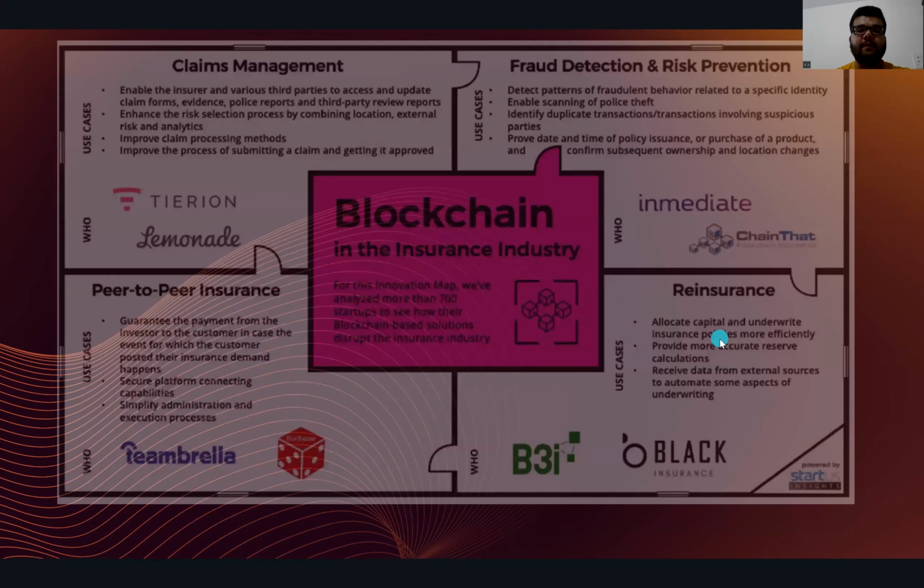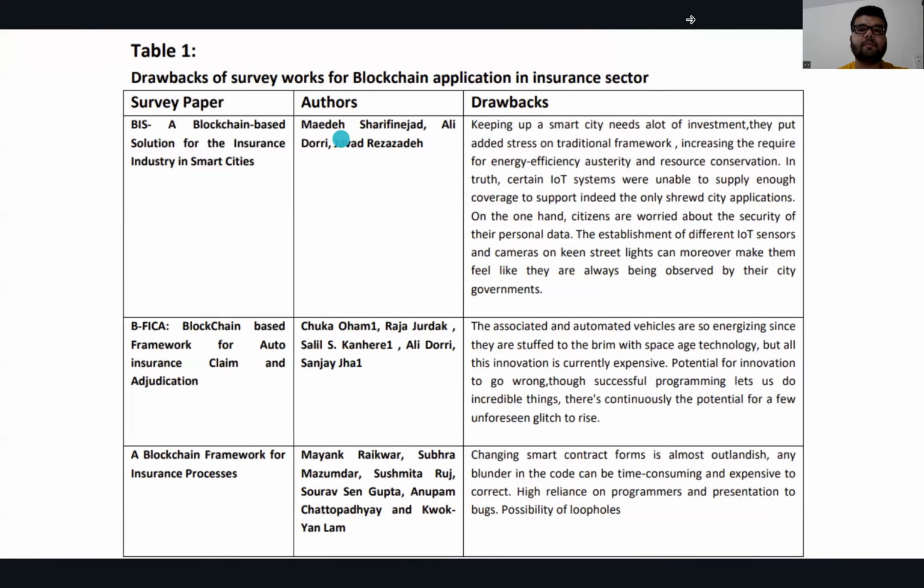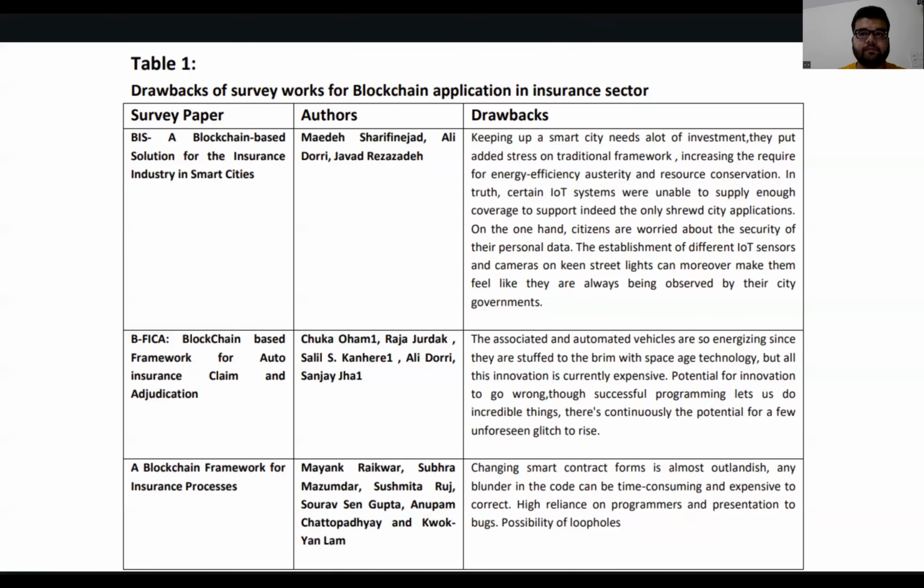So moving on to the next slide, which is this table. As you can see, this table tells about the drawbacks of survey works for blockchain application in the insurance sector. First, we're talking about the survey paper called Blockchain-Based Solution for Insurance Industry in Smart Cities by Mahit Sarishfan. The drawbacks are that keeping up with smart cities needs a lot of investment. They put added stress on traditional frameworks, increasing the requirement for energy efficiency, forestry, and resource conservation.